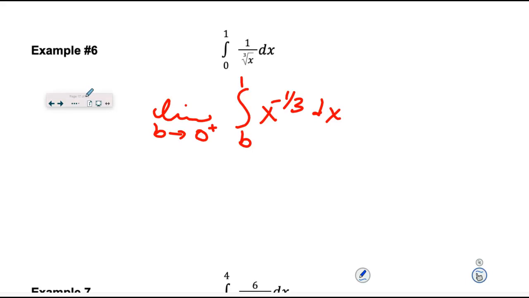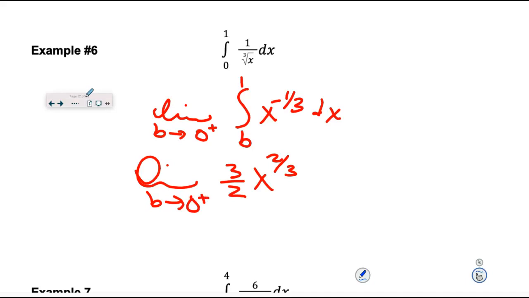All right, there it is. Now you just anti-derivate as usual. Add 1 to the power, divide by the power, still take your limit. You can tell I'm getting sick of writing limits. Does that happen to yours when you're doing your homework? Oh, all right, and this goes not from 0 to 1, but from b to 1.